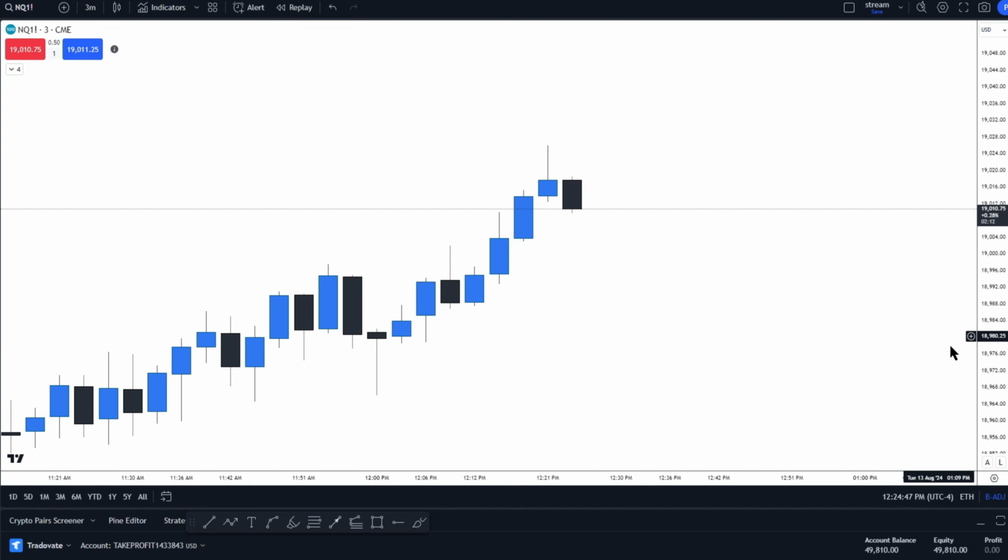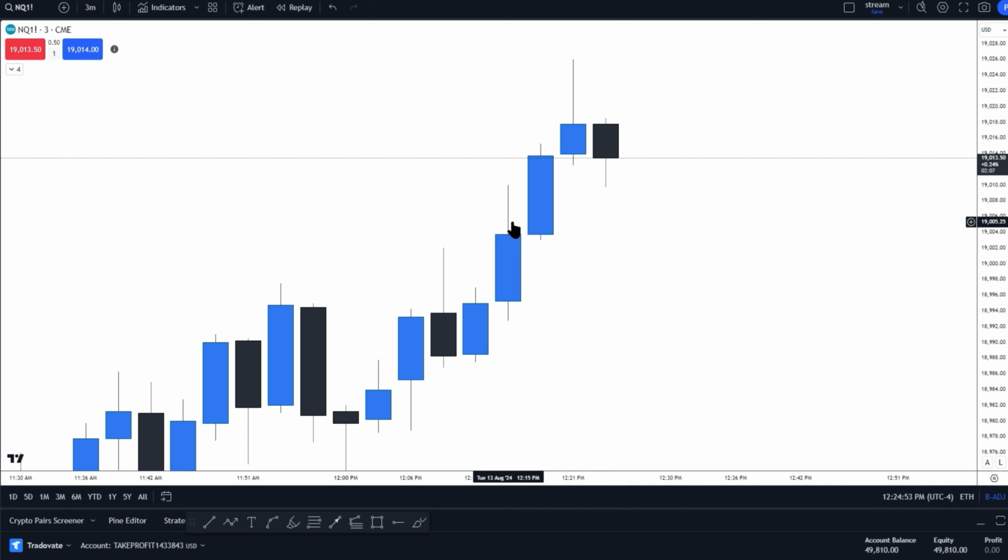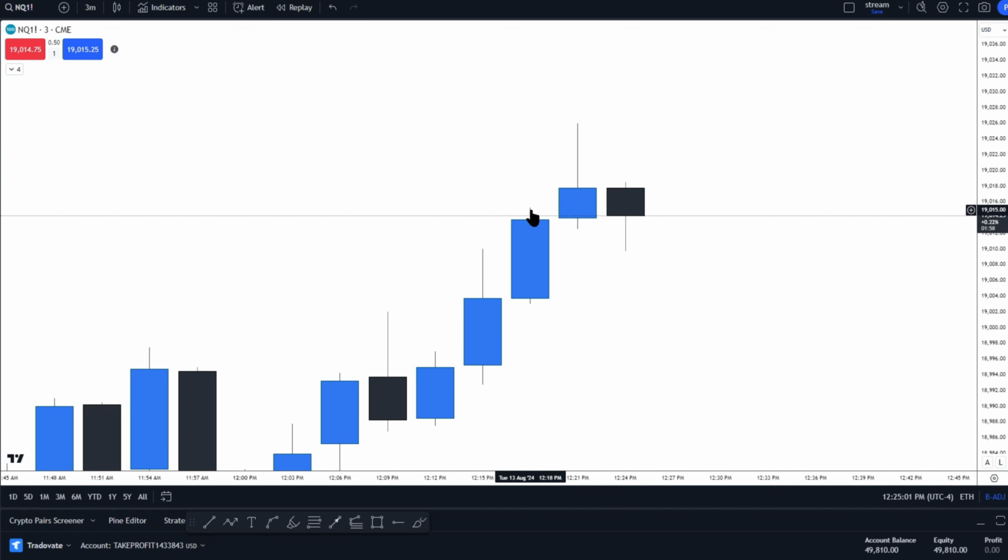So this is what we'd be calling a bullish engulfing candle. Why is that called engulfing? Because it's engulfing the previous candle. So it's taking out the previous candle's high. It's closed on its low. The wick is very small on the top and the bottom. So it means it closed relatively at the top, close to the top.